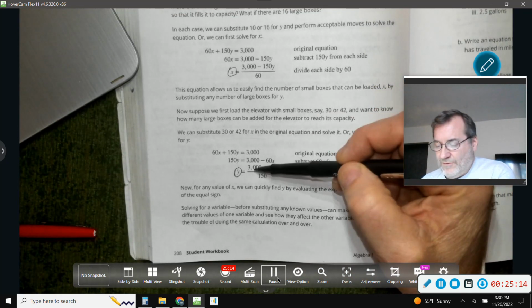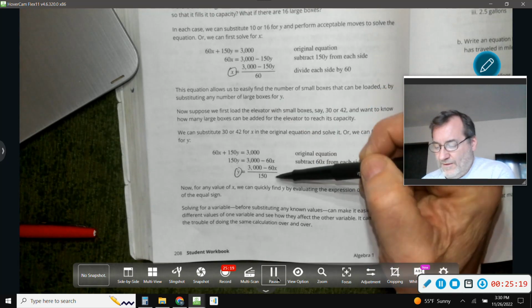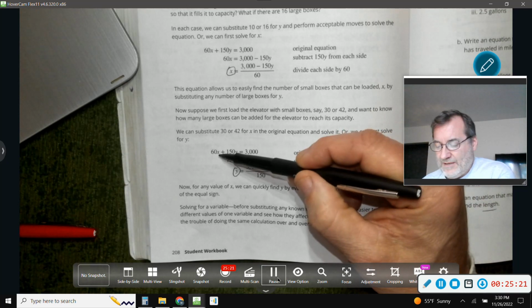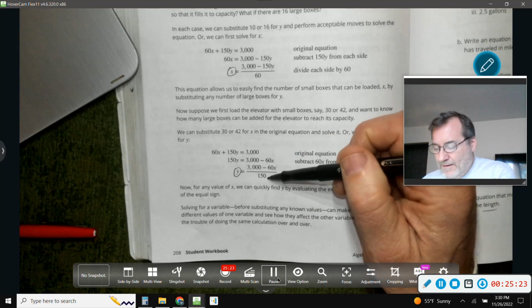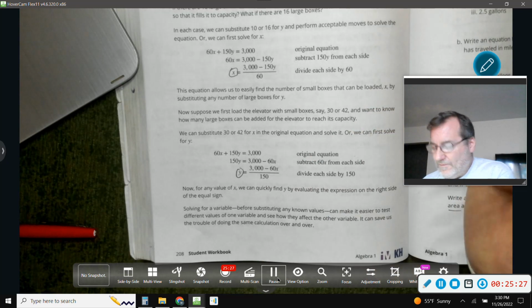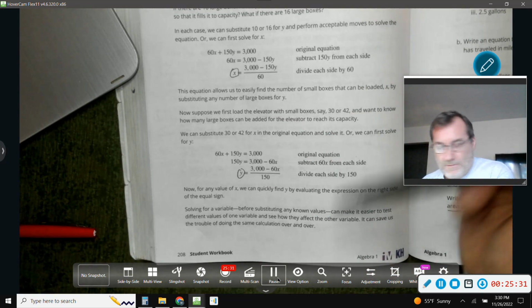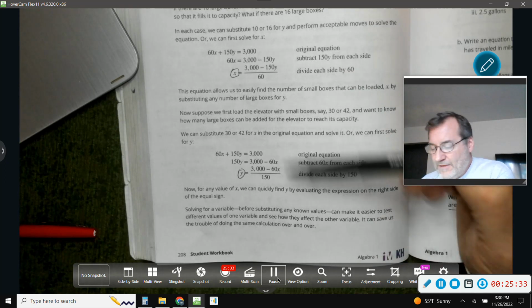You still start out with 3,000. Here you're subtracting 150y, which is over here. Here you're subtracting 60x, which is over here. And you're dividing by the other guy, right? 60, 60, 150, 150. So you can see these things are very similar. And the way we solve for them is very similar. Right? So that's the idea here.